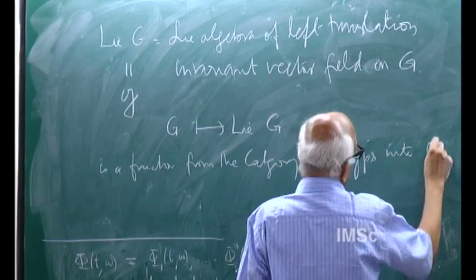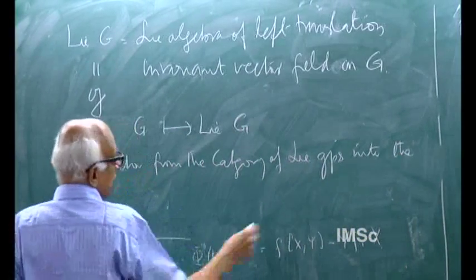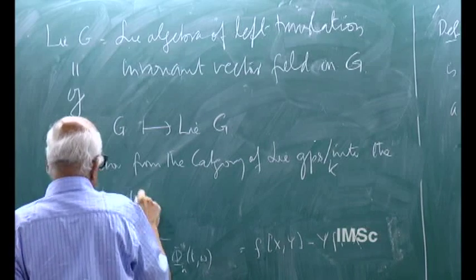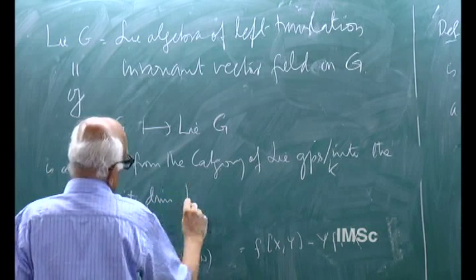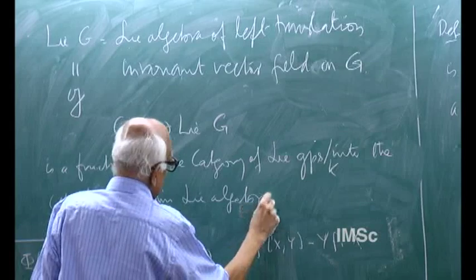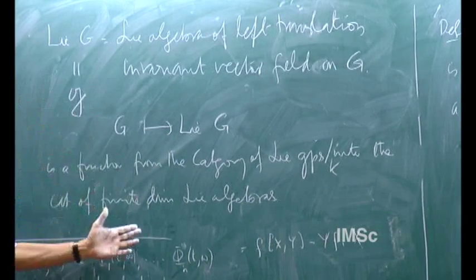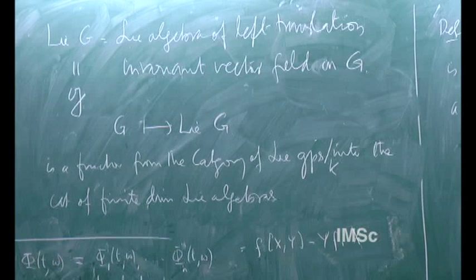Into the category of finite dimensional Lie algebras. Actually, it turns out one of the reasons why it's a nice functor is that every finite dimensional Lie algebra does correspond to a Lie group. Given a finite dimensional Lie algebra, there is a Lie group of which it is a Lie algebra. It's isomorphic to the Lie algebra of a group, which is why the information can be considered reasonably complete.